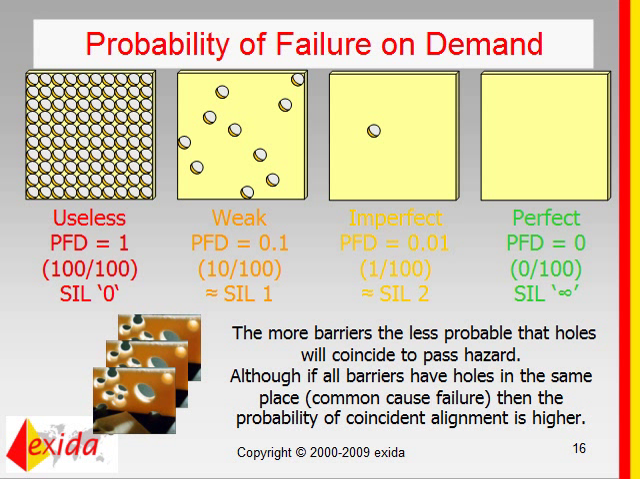The imperfect, you could say it's a Gouda cheese. There may be a hole here or there. The Dutch cheese is better than the Swiss cheese, whatever you want to go at with this. But of course, the more holes that there are in a specific protection layer, the more likely it is that the different holes line up and that you eventually have an incident. So the more barriers, the less probable that the holes will coincide to pass the hazard. If the barriers have holes in the same place, for example, a common cause failure, then the probability of the incident alignment is higher. So that is something to keep into consideration if the different layers have something in common. But for now, let's assume that everything is independent.